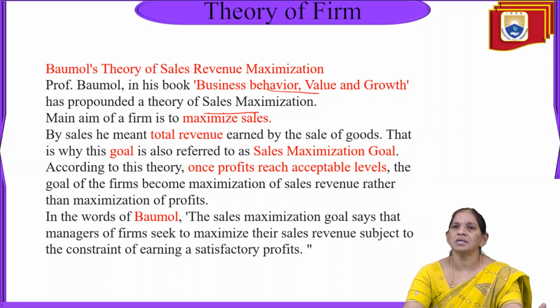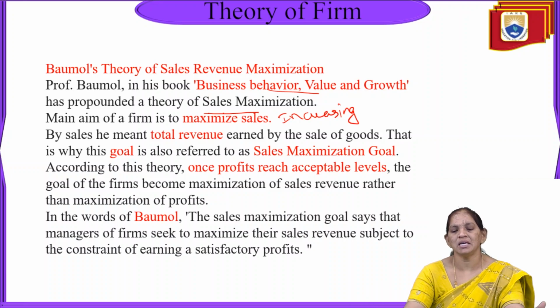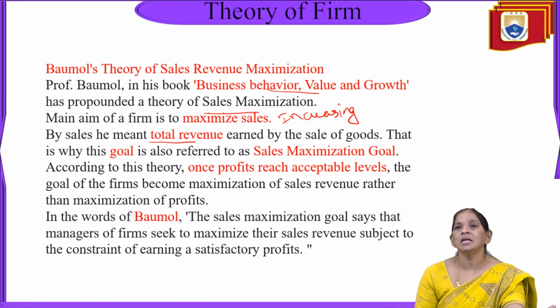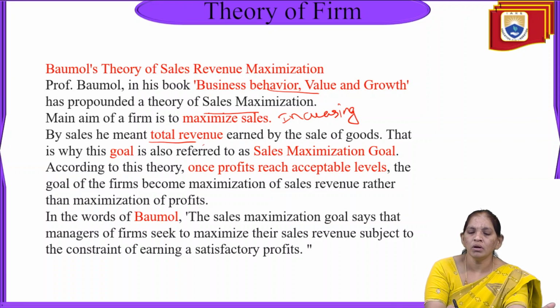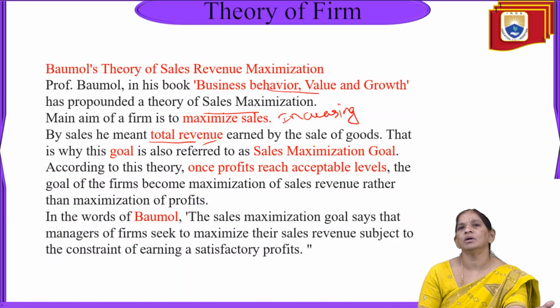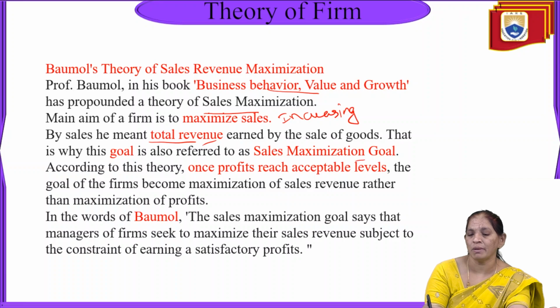The main aim of this sales maximization theory is that the firm should maximize, that is, increase the sales. Maximization in the sense of increasing the sales. By sales he meant the total revenue earned by the sale of goods. When we increase the sales, what happens? We get more revenue from the external environment. So sales maximization means an increase of the total revenue, and that is why Baumol's theory says the goal of the organization must be sales maximization.